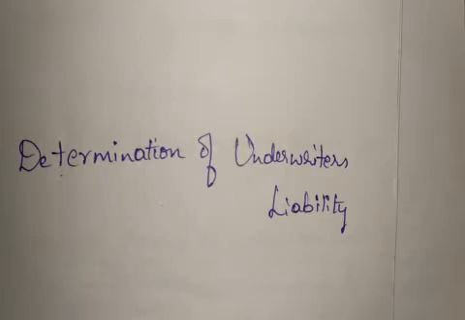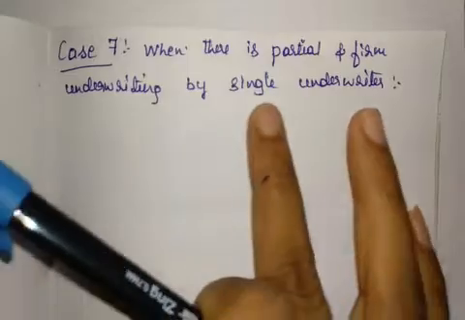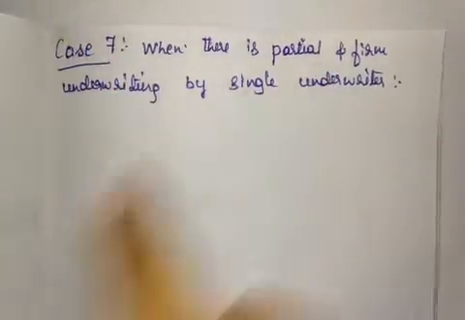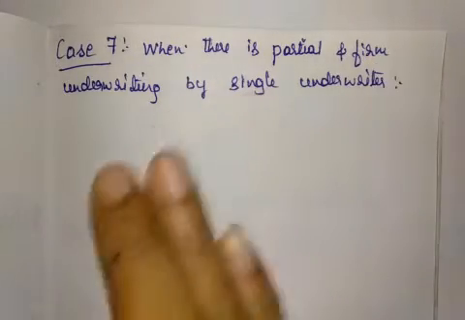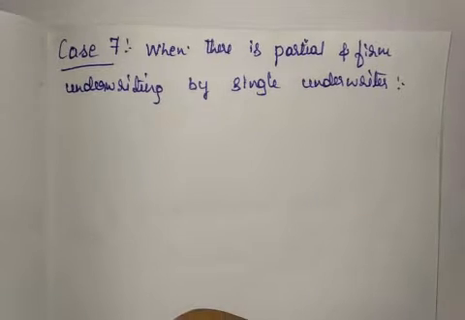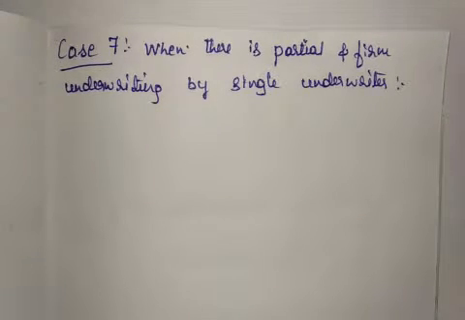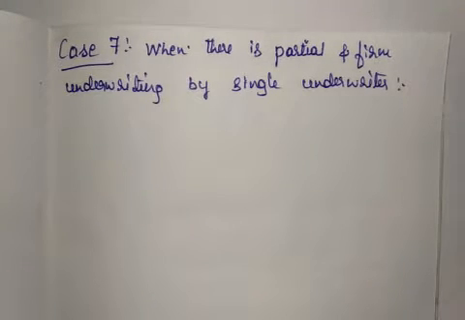Underwriter liability, Case 7: when there is partial and firm underwriting by a single underwriter. Partial underwriting means where part of the issue is underwritten by the underwriter. Firm underwriting means the underwriter will take up a specified number of shares. That means he makes a firm commitment. He will definitely take up the shares underwritten by him. So we'll see how the liability of the underwriter is determined in this case.